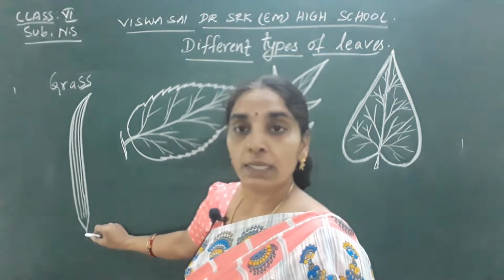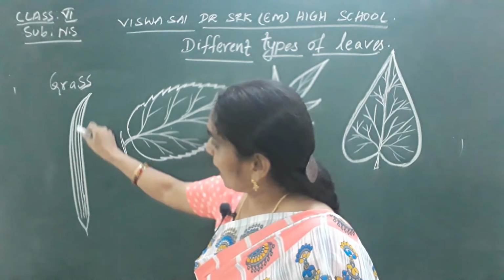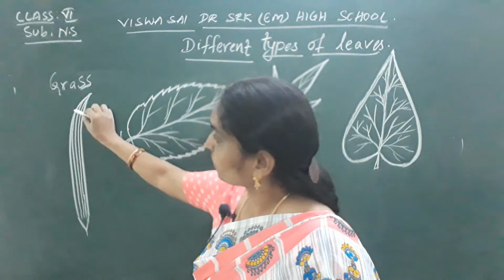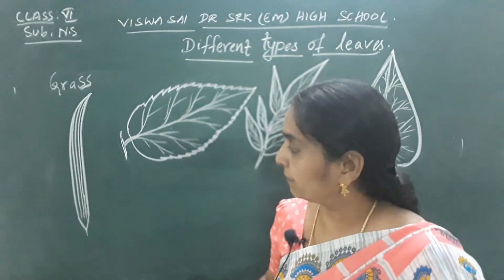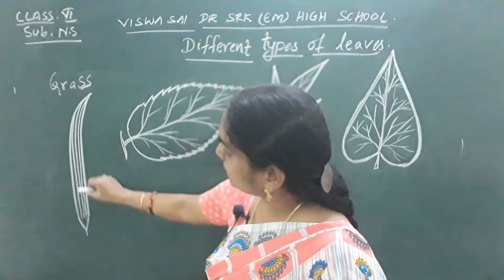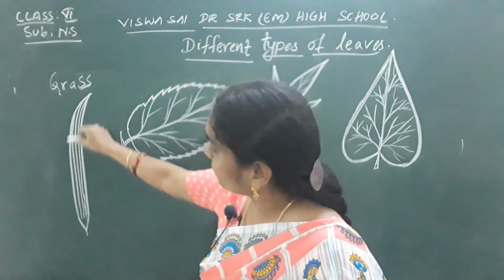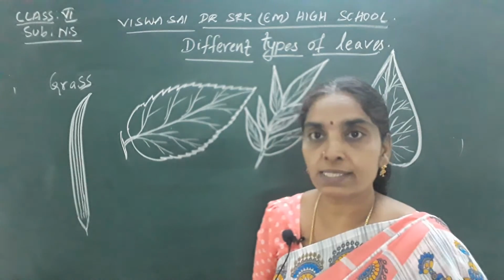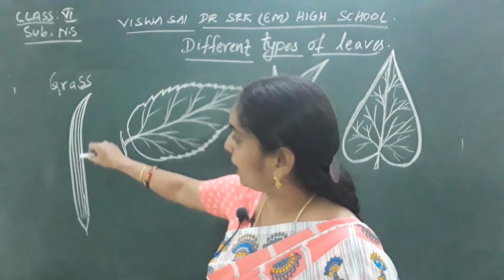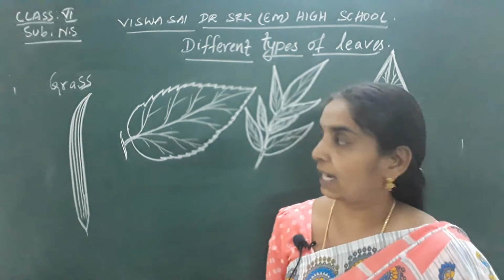It contains petiole, lamina, that is the expanded part of the leaf, and you can also see the veins arranged inside the lamina. The edges of the leaf and the shape of the leaf, you can see, is an elongated structure and plain edge here over the grass.